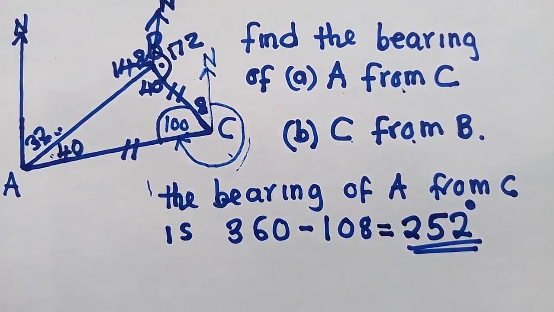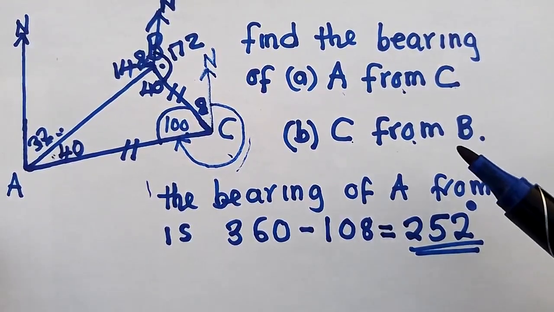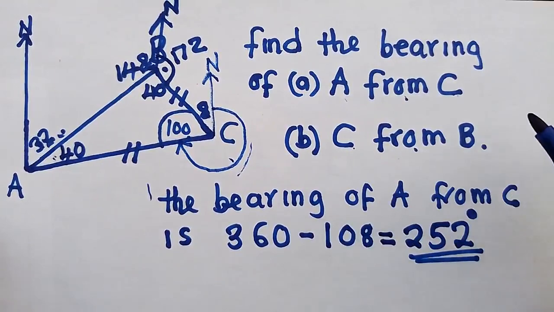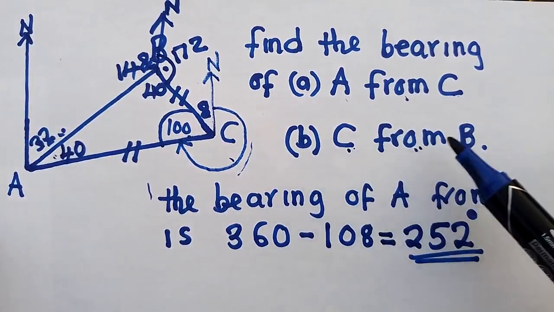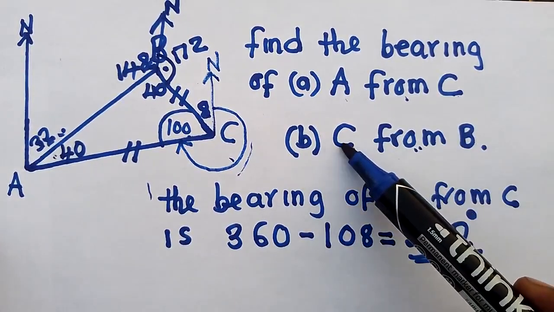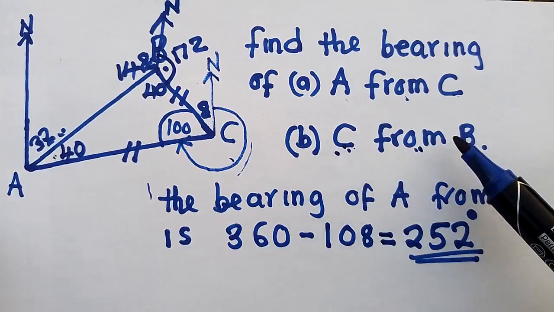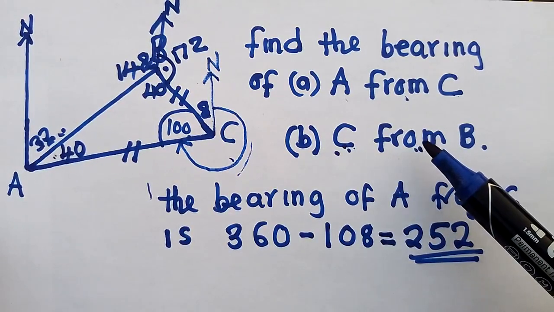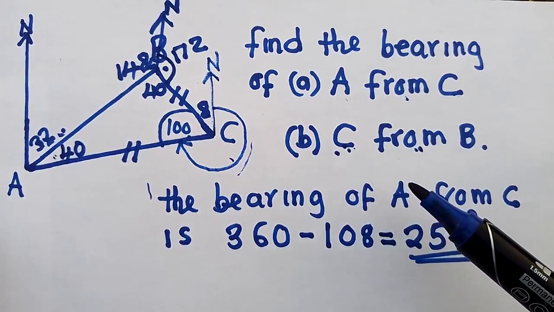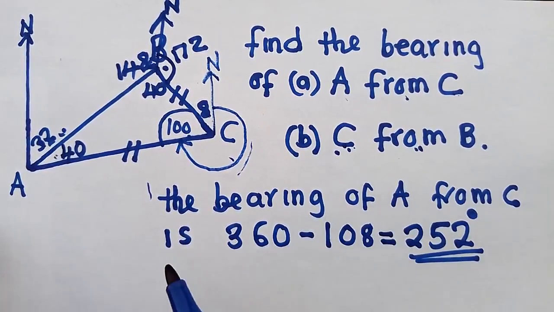I now move to the other one. What's the other question saying? This is the other question which I'm given. It is saying, find the bearing of C from B. So how can I find the bearing of C from B? C from B, I start from B. Have you seen B? I start from B, then I meet C.